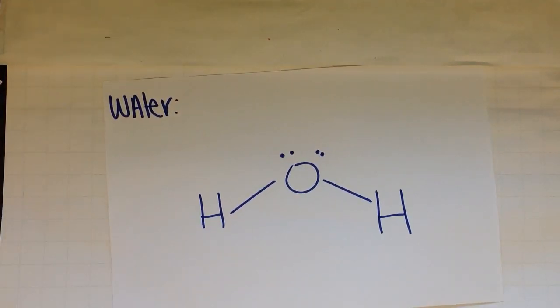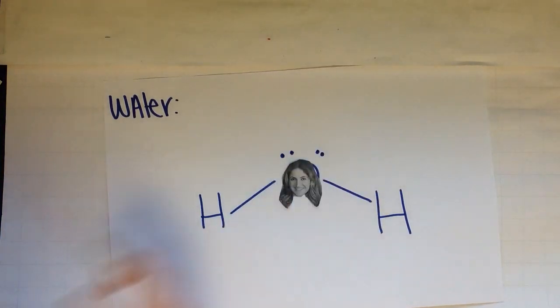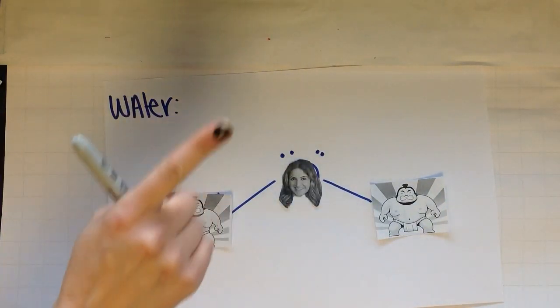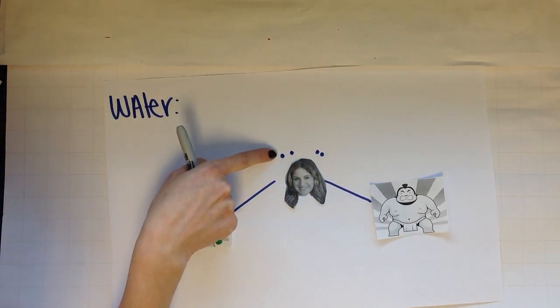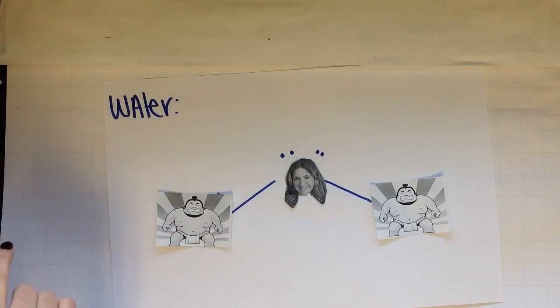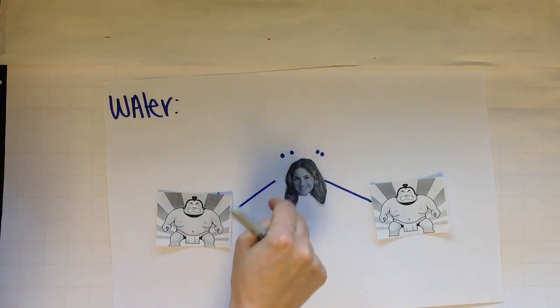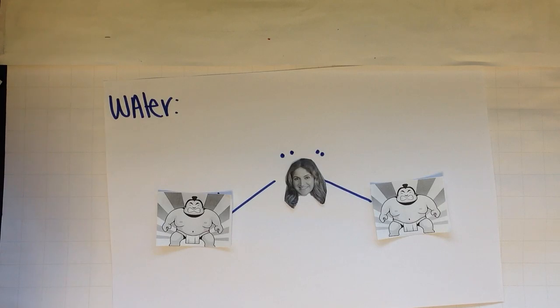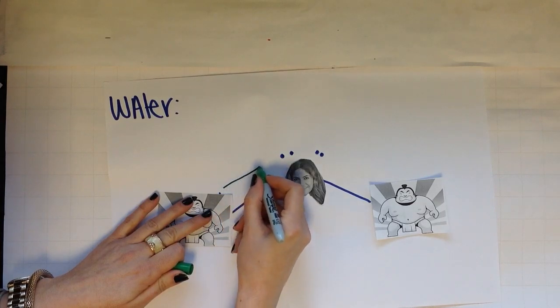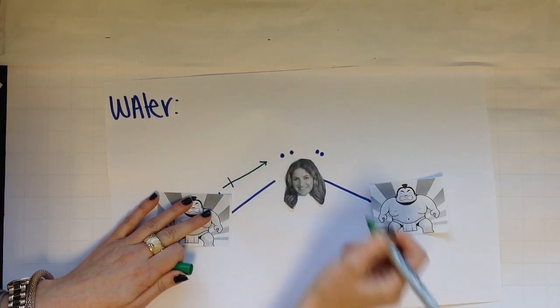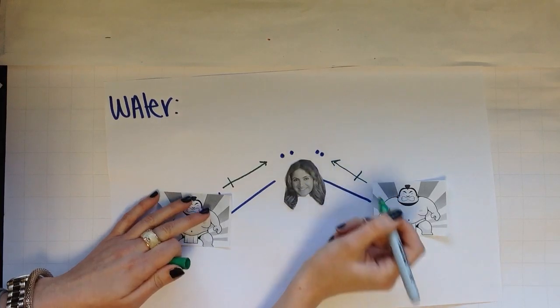Okay, now for our last one, we've got water. Now we've got a little bit of a more unique situation here. We have Miss B in the middle, and we've got sumo and sumo. But something a little different: Miss B has some superpowers. Her super lone pairs are around her center. And these superpowers make Miss B very, very powerful. So Miss B, just like oxygen, is going to be more electronegative. It's going to hog more, thanks to her superpowers.